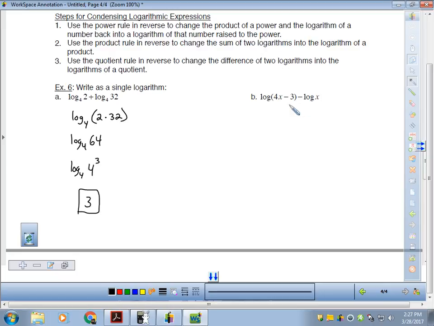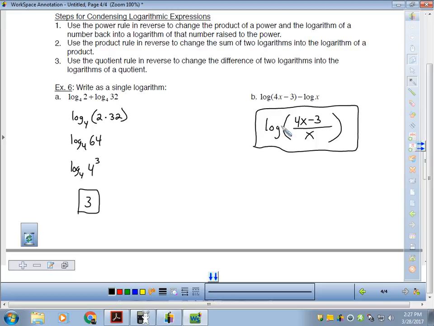Alright. Here at letter B, we have log of 4x minus 3 minus log of x. All we have is a subtraction. A subtraction can be rewritten as a division. So this is log, and inside the log we're going to have 4x minus 3 divided by x. And that's all we can really do.